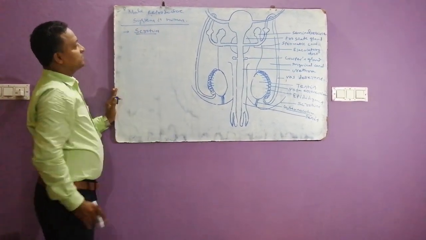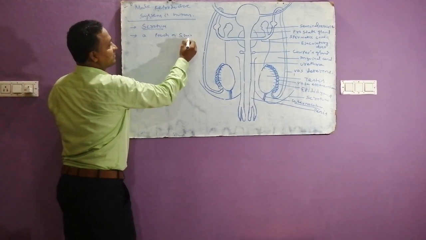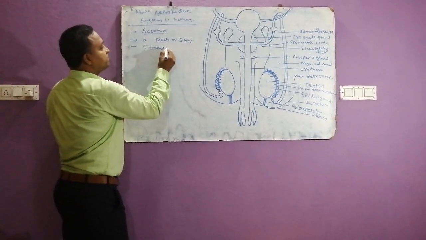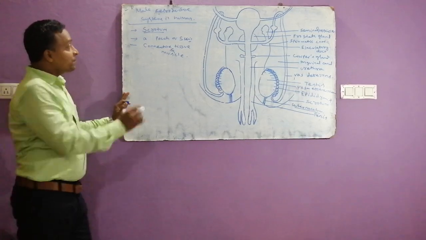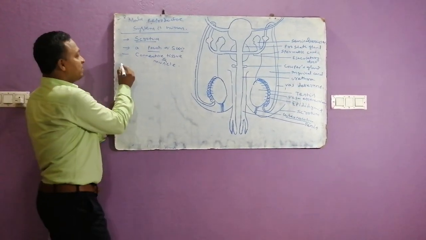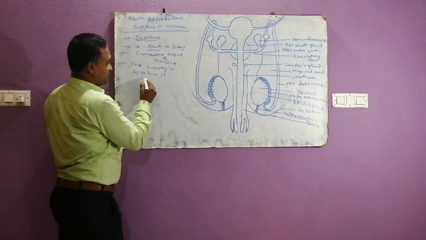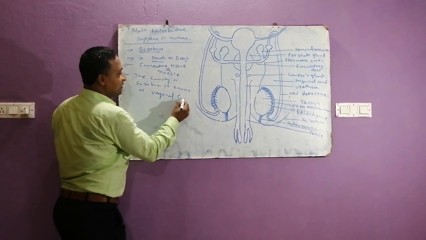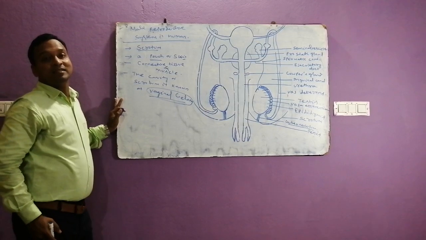Let us start with the scrotum first. The scrotum is a pouch of skin. It is made up of connective tissue and muscle. Pouch means it contains a cavity. The cavity of the scrotum is known as the vaginal cavity. The cavity of the scrotum is called the vaginal cavity.